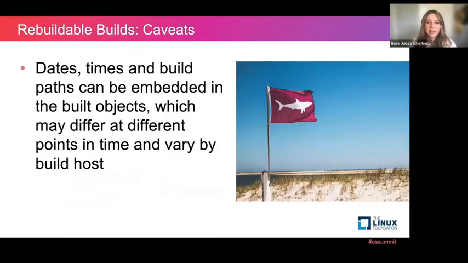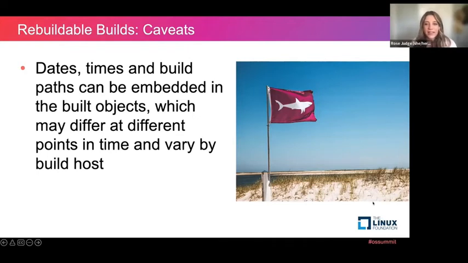Now, you might be thinking, okay, I'm following a build script. I control the intermediate build artifacts. What would make the final artifact not binary identical at different points in time? And this is something that can happen when dates, times, build paths, those types of things are embedded in the built objects, either by the build system or otherwise. So if this happens, the final artifact is likely going to differ at different points in time, especially if it's built on different build systems.